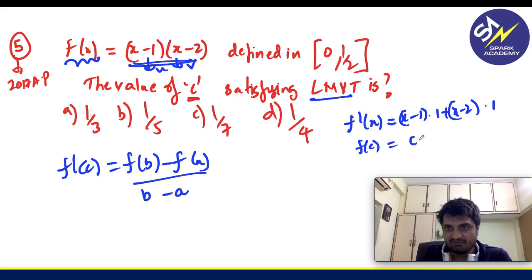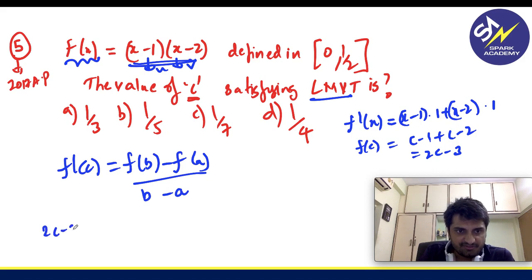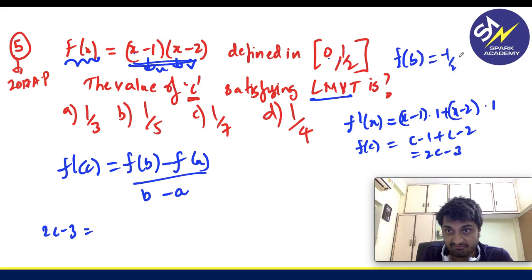So f dash c will be what? c minus 1 plus c minus 2. Basically, I'm getting 2c minus 3 here. So 2c minus 3, f of b, guys. How do you find out f of b? I have to substitute half here. Half minus 1 is minus half. Half minus 2 is what? 1 minus 4 is minus 3 by 2, right? Minus minus cancelled. So I'm getting 3 by 4.